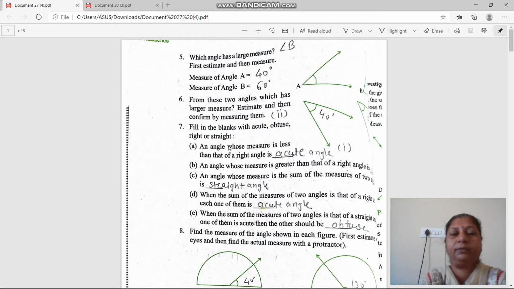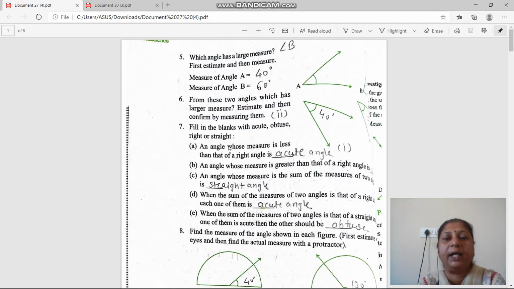Fill in the blanks with acute, obtuse, right, and straight angle. First of all, tell me which is the acute angle. The angles whose measurement is less than 90 degrees are acute angles. Obtuse angles are those greater than 90 degrees but less than 180. 90 degree angles are called right angles and 180 degree angles are called straight angles.